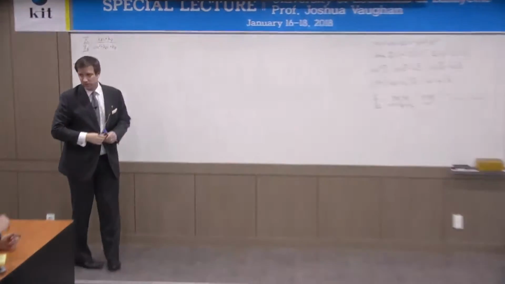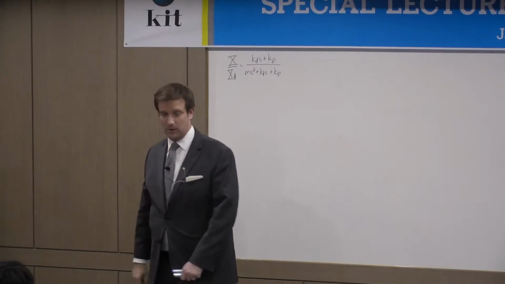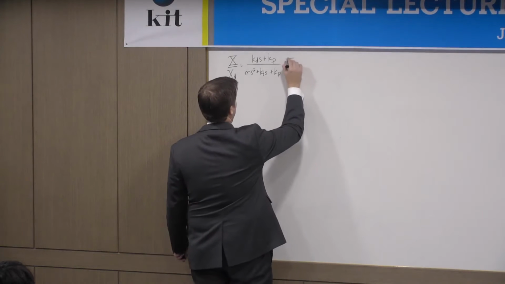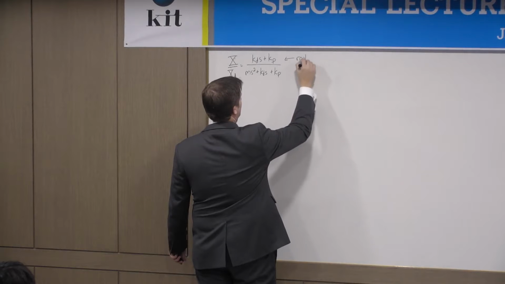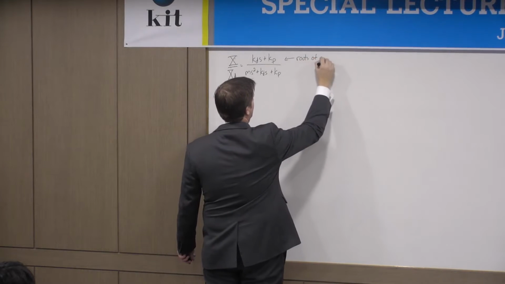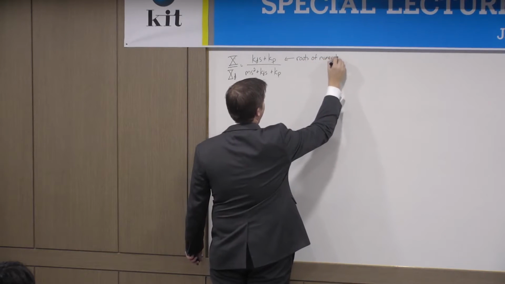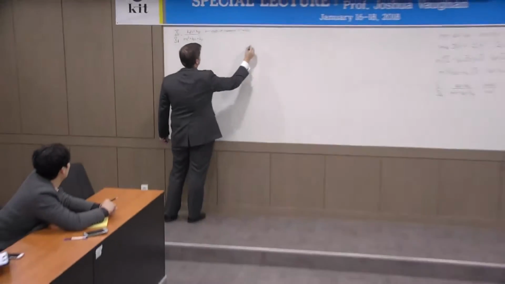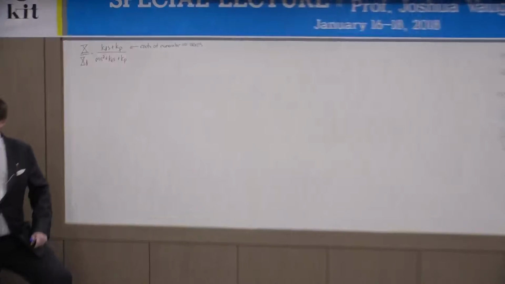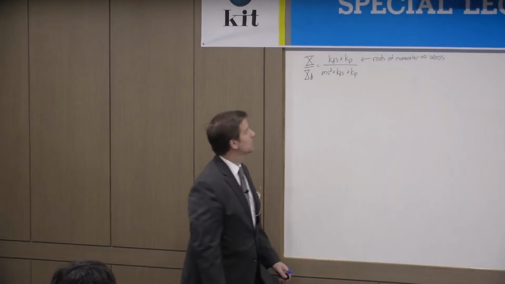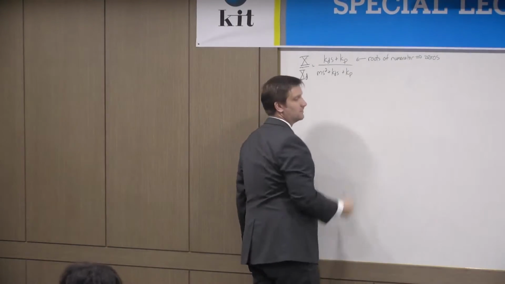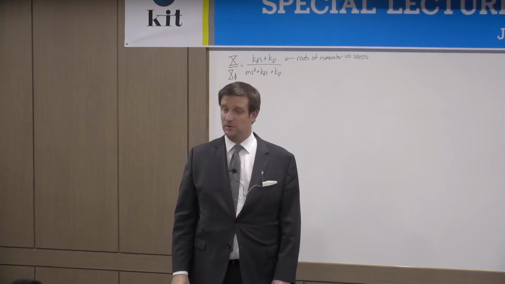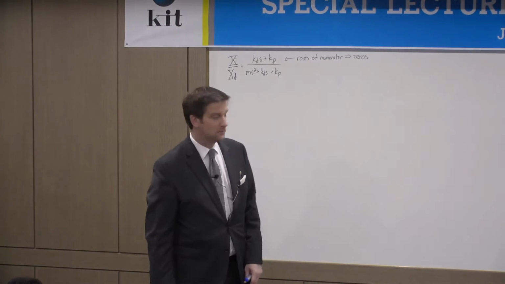Okay, so that's our transfer function for this system that we were working on. If we look at the numerator of that fraction, and we get the roots of that numerator, those are called zeros. Those are the zeros of this transfer function.